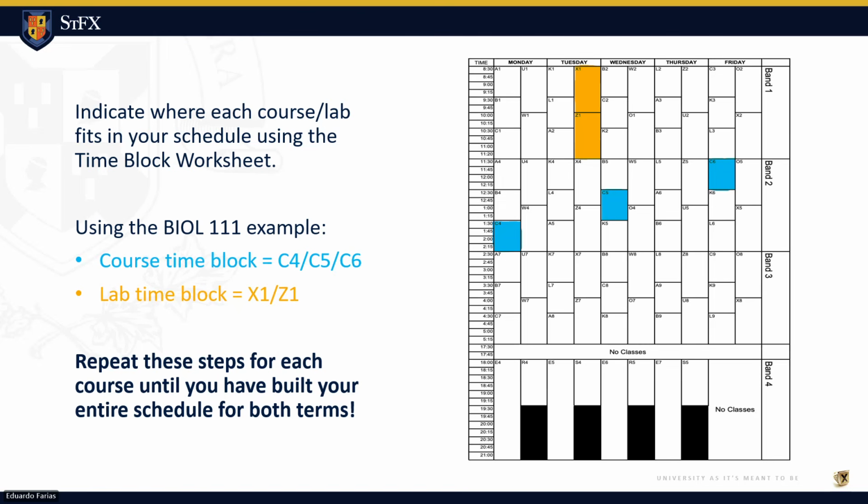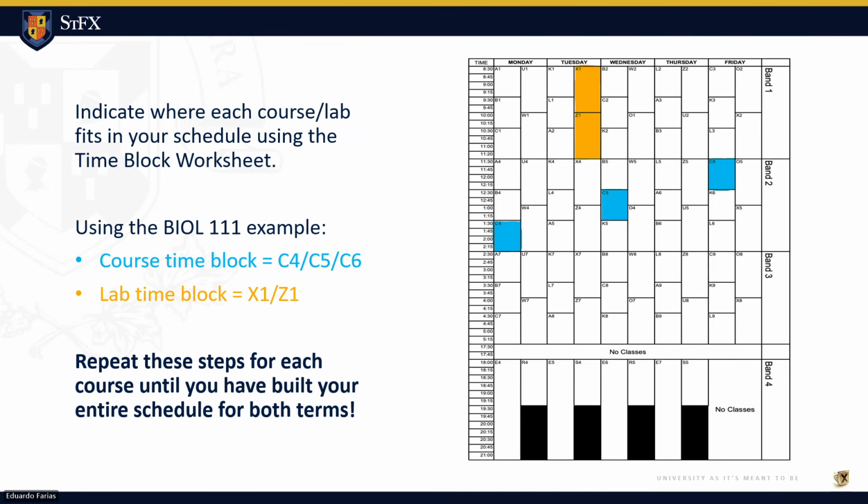Wonderful. There's another question here. When the time block says C4, C5, and C6, does that mean they are offered at those times and you will choose one of them, or you will have class during all three of those slots?